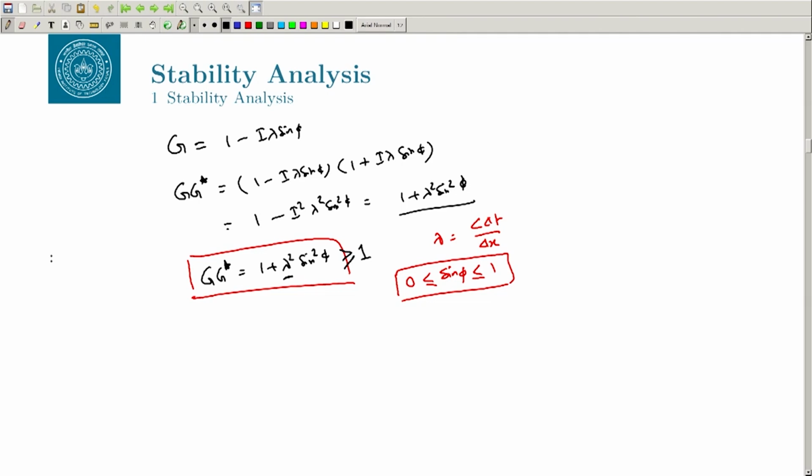And this is lambda square. It does not matter if c is positive or negative, lambda square is always positive. So, my FTCS for convection is what? Unconditionally unstable.